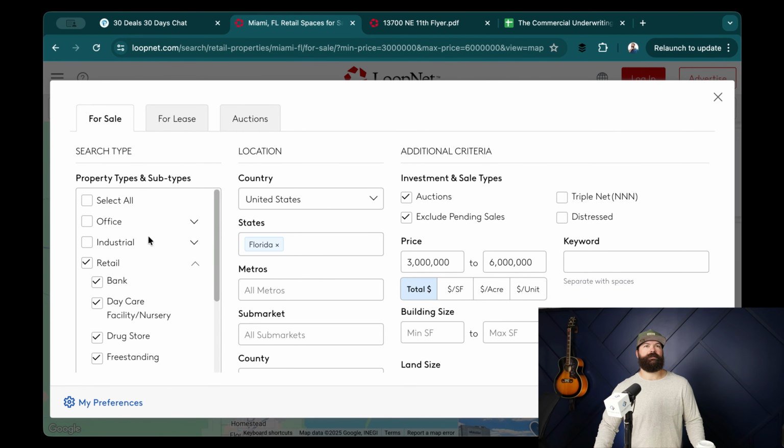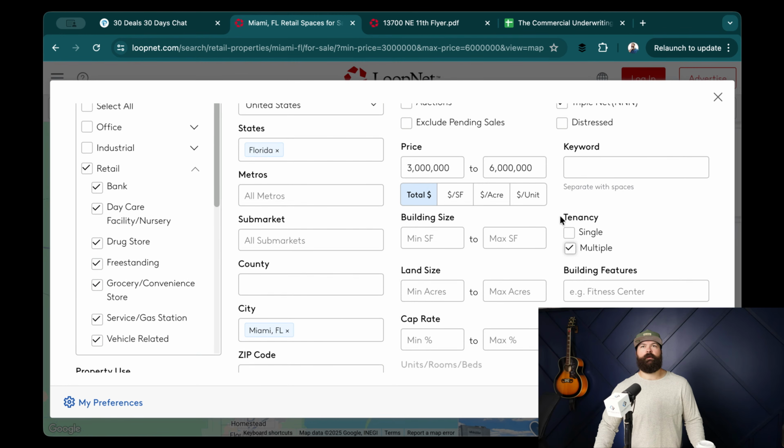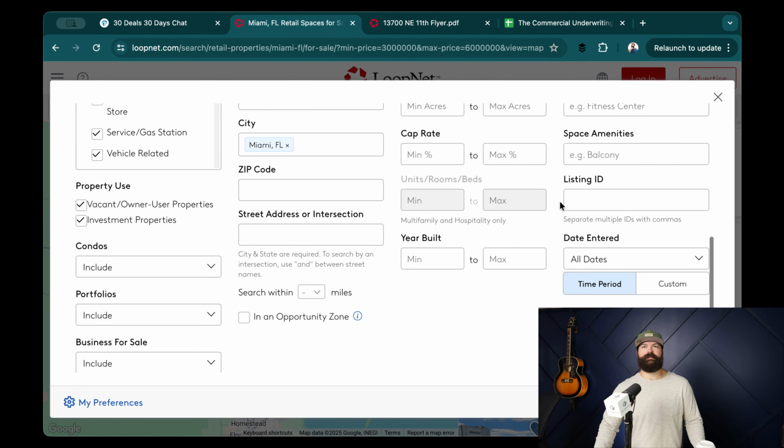Don't want restaurants. Let's say we want triple net. I don't want auctions or pending sales. I want multiple tenancy. Let's just dial this in even more.